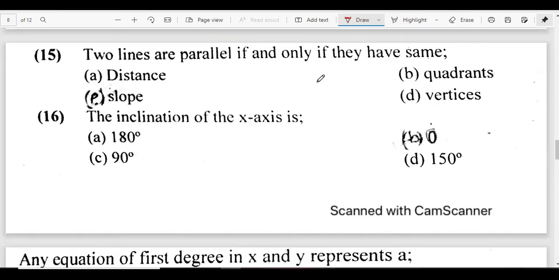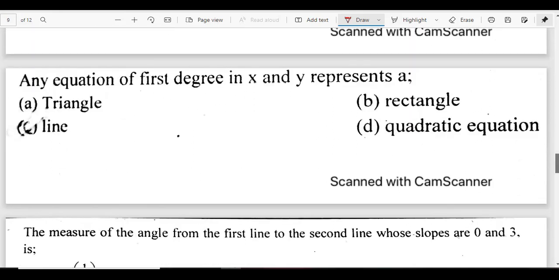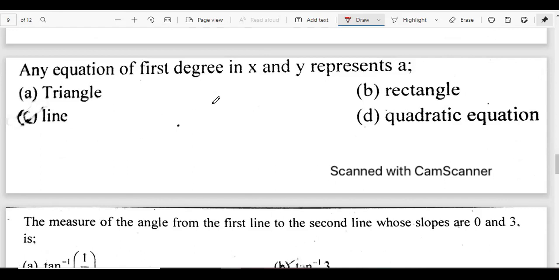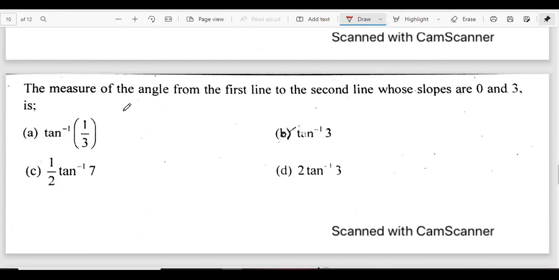So they have just used different wordings. Now it says if they have the same slope, obviously, right? So if two lines are parallel, that is only possible when the slope is the same. Then yeah, it says the inclination of the x. Okay, now we have another one. It says the equation of first degree in x and y represents a, so we know that y equals x, something of that represents a line. That would be line. Okay, let's talk about some more concepts. Okay, so it says the measure of the angle from the first line to the second line whose slopes are 0 and 3 is.